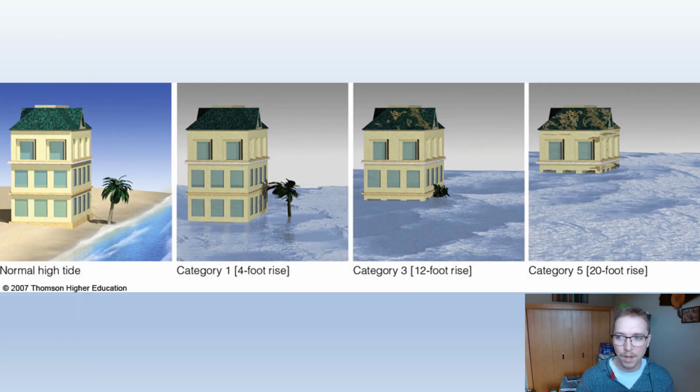So here we can see another view. So left normal high tide, category 1, a little over a meter, category 2, 3 to 4 meters, or sorry, category 3, 3 to 4 meters, category 5, 5 plus meters.